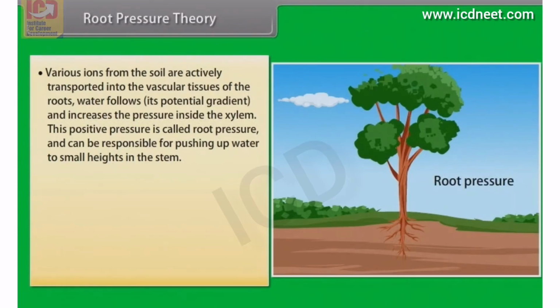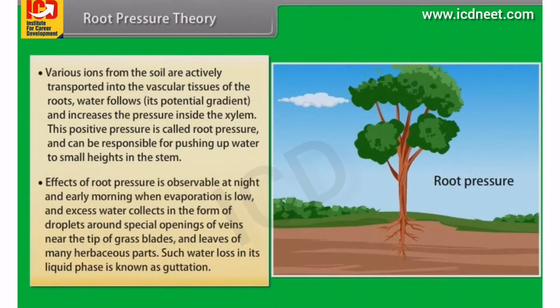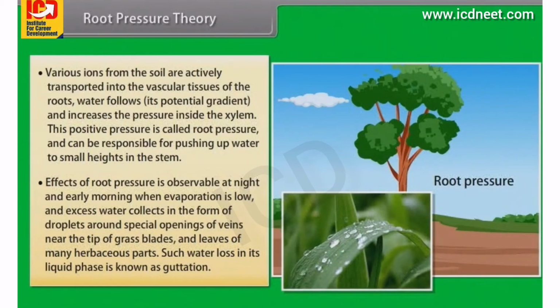This positive pressure is called root pressure and can be responsible for pushing up water to small heights in the stem. Effects of root pressure are observable at night and early morning when evaporation is low and excess water collects in the form of droplets around special openings of veins near the tip of grass blades and leaves of many herbaceous plants. Such water loss in its liquid phase is known as guttation.